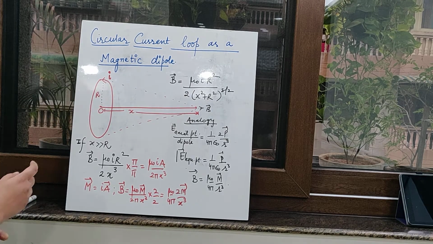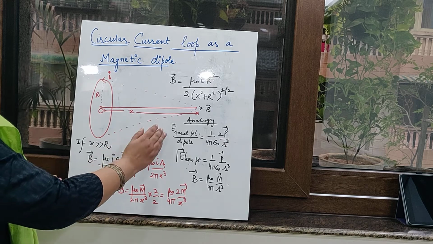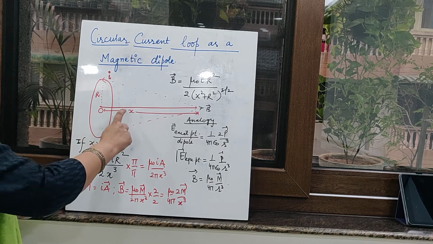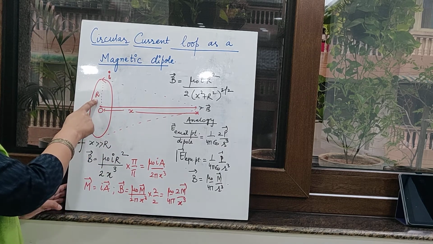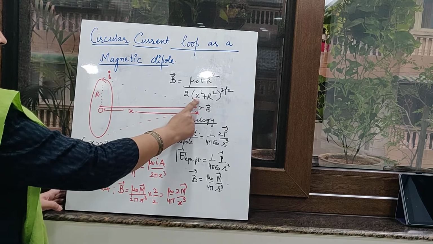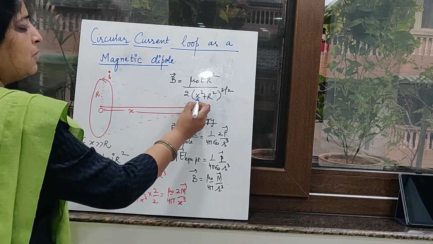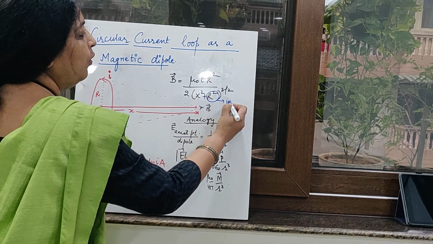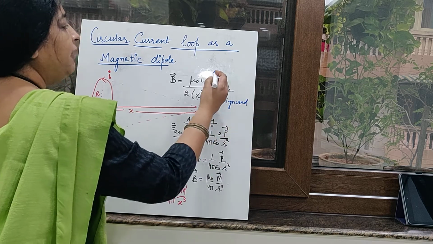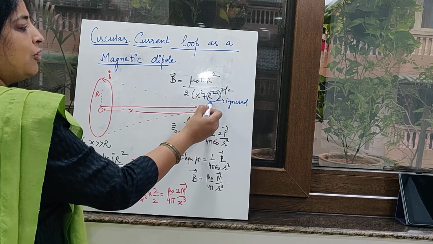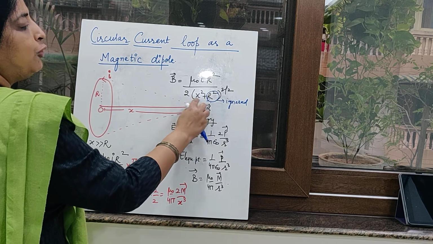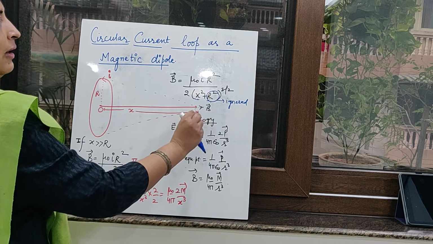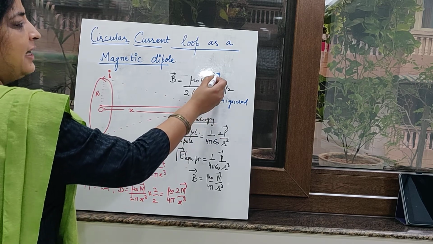But if we consider that the point where we are trying to find the magnetic field is very far off, that is x is much greater than the radius of the coil, then r can be ignored in the denominator. We will be ignoring it in the denominator only because here we are taking sum of two things. So when we are taking sum and one quantity is very small, then it can be ignored. But here it is in the product.